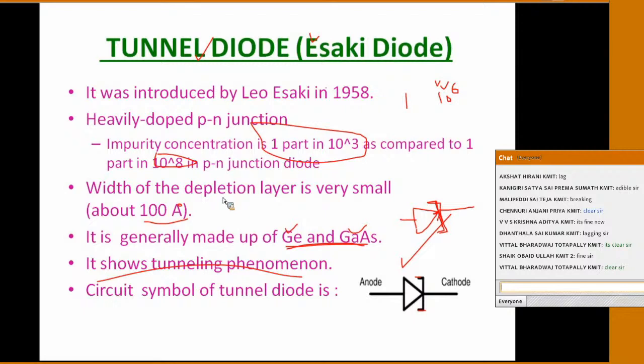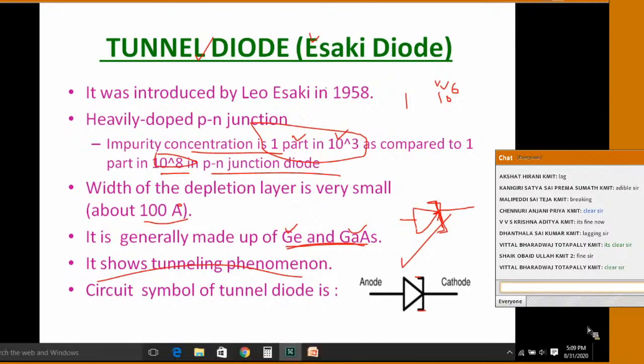The other name of tunnel diode is Esaki diode. The main difference between the tunnel diode and the PN junction diode is that the impurity concentration is very, very high, about 1 part in 10 power 3 atoms. For the PN junction diode, it is 1 part in 10 power 8, very, very low impurity concentration. The width of the depletion region is very small.